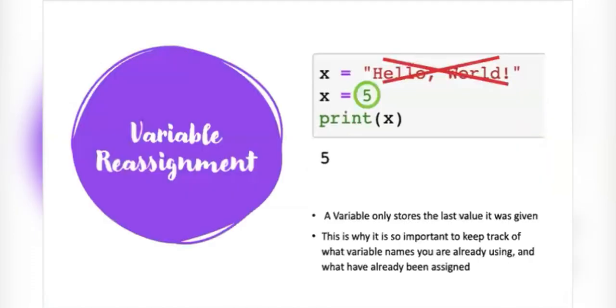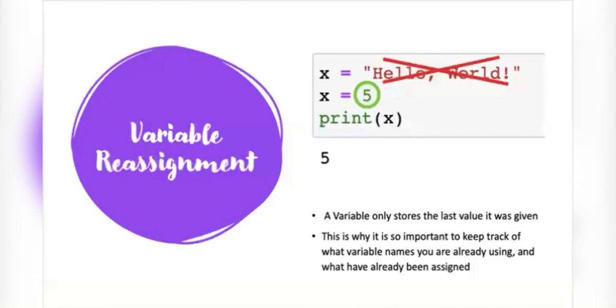All right, if you thought it would print 5, that is correct. The reason why it prints 5 is because of variable assignment. A variable in Python only stores the last value it was given. This is why it's very important to keep track of what variable names you are already using. For example, you might mess up your code if you set it equal to a string like we just did, if we wanted to print hello world, but then we set it to a number. That means that Python will record the last value as what that variable stands for. So make sure to keep your names differentiated.